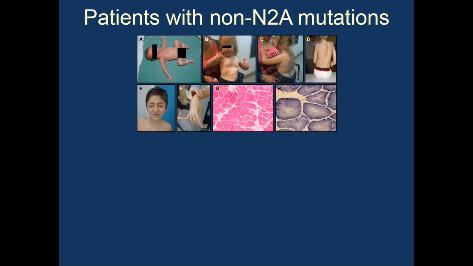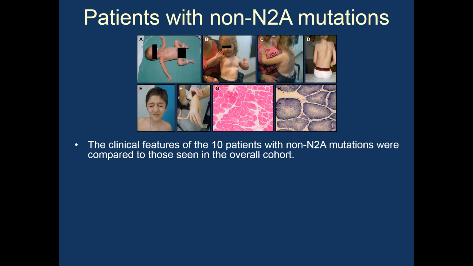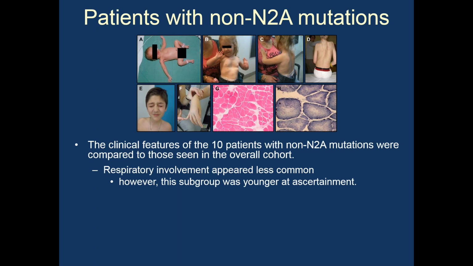And we did a subset analysis, and we looked at those 10 patients that had what we called non-2A mutations or meta-transcript only mutations. And these are some of the pictures of those patients. So very typical clinical features. What we realised was that respiratory involvement appeared to be less common, but we also realised that they were younger, so maybe they just hadn't developed their respiratory involvement yet.